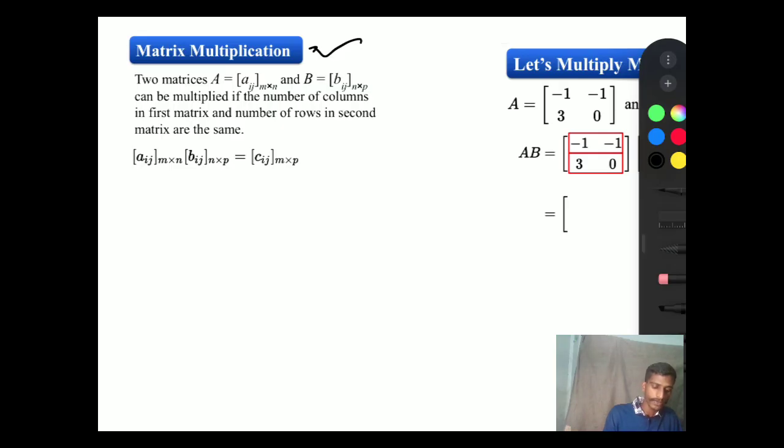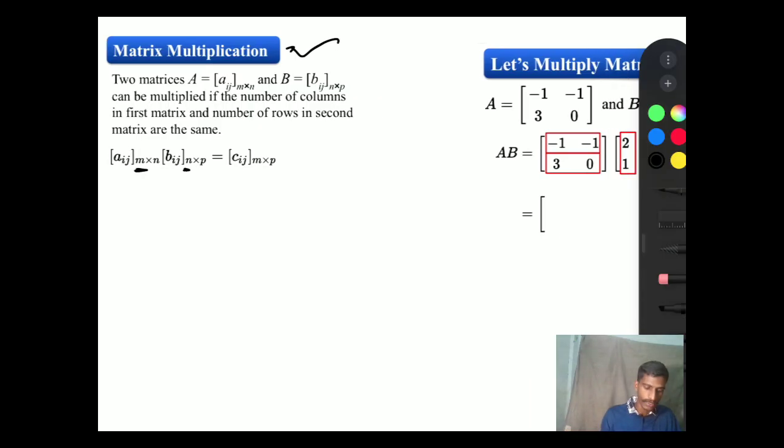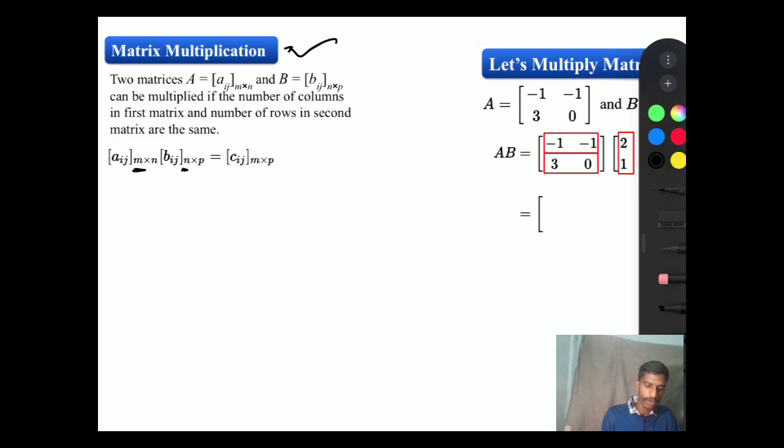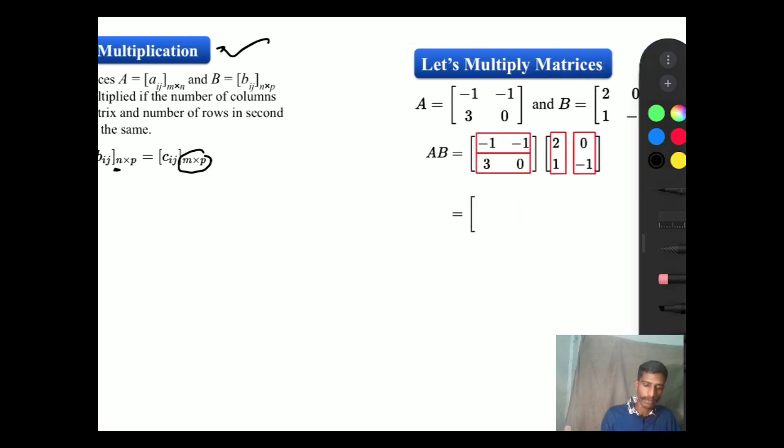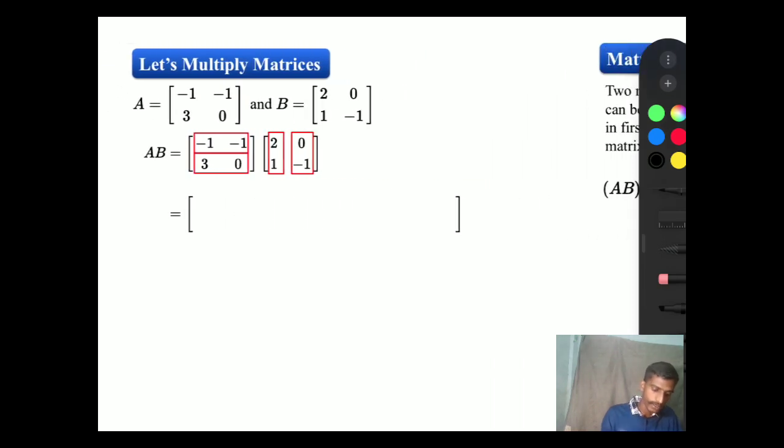For understanding matrix multiplication, the first rule is that there should be two matrices, and the column count of the first matrix should be equal to the row count of the other matrix. Then we can perform matrix multiplication, and the new matrix will be of the form M cross P. Let's start, and perform a matrix multiplication in this example.